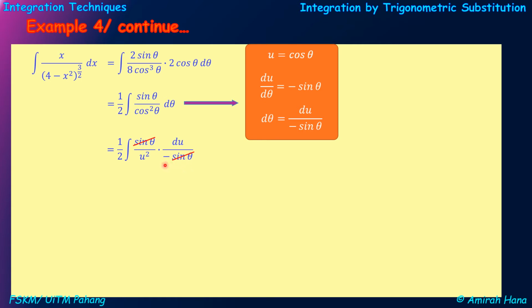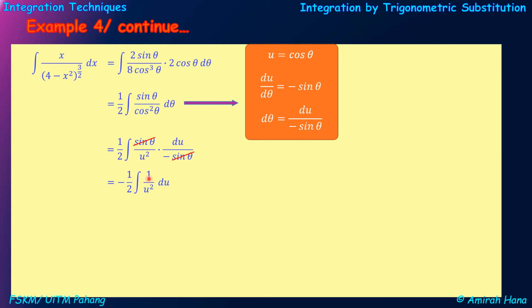And at the same time, we can move the negative sign out from the integration sign. So we have negative half the integration of 1 over u squared du. So from here now, we successfully write everything in terms of variable u and du. No more variable theta. From here we can integrate.